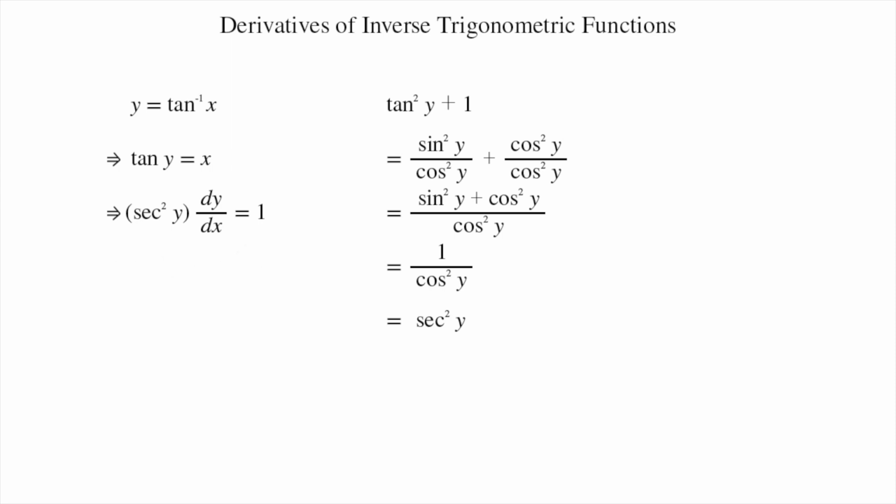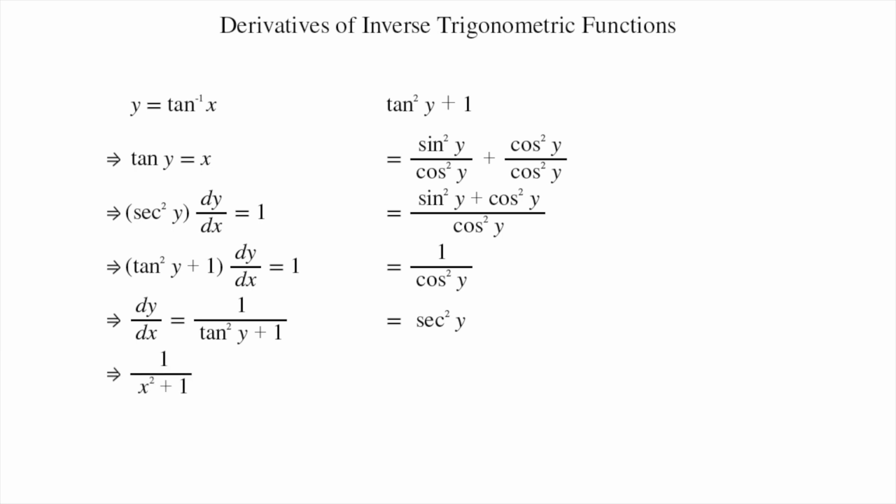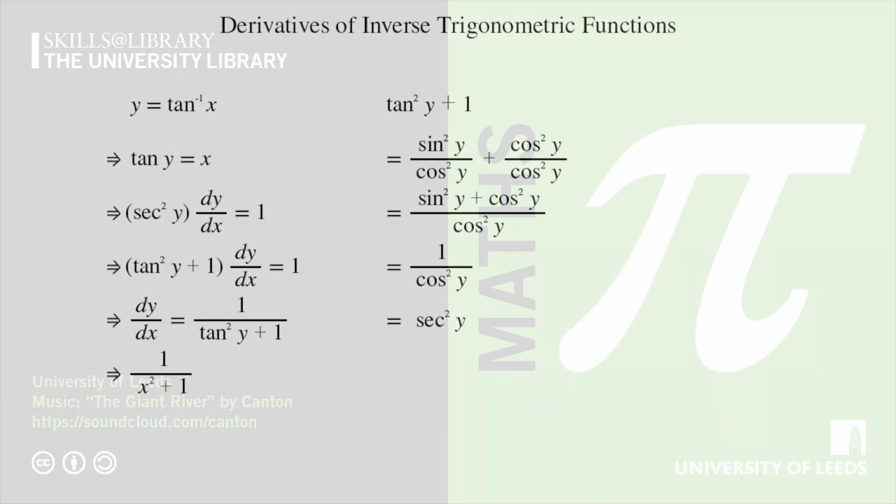Subbing this in gives us tan squared y plus 1 times dy by dx equals 1. Hence, dy by dx equals 1 over tan squared y plus 1. But remember that we know that tan y is equal to x, since y is tan inverse x. So we can write dy by dx is equal to 1 over x squared plus 1.